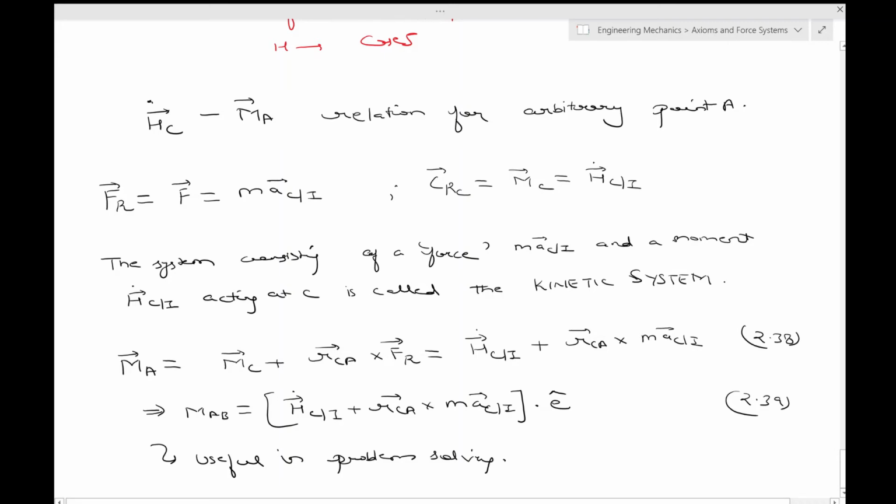So now you have this relationship between H dot C and M A. Okay, this has come up because you knew M A is equal to M C plus R C cross F R. Okay, now this is something which you can do. Try to tell where this equality is coming from. Okay, this will be a good exercise. So you have to go back and figure out where this equality is coming from. This part is okay, we have just done this, but try to see if you can figure this part out.